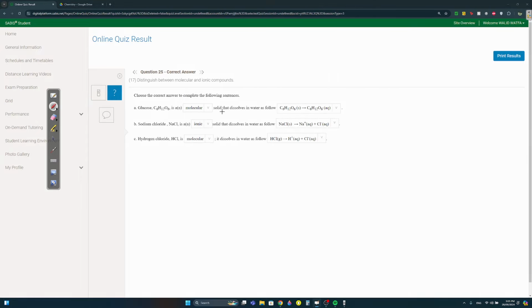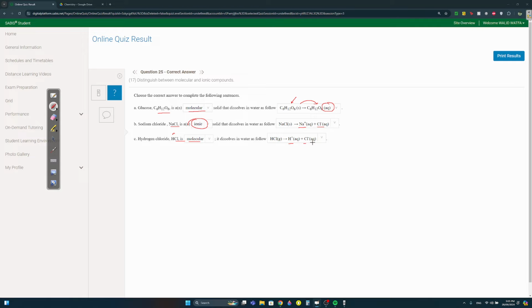25. Okay, glucose, which is this, is a molecular solid, obviously, and it dissolves in water, but it does not form ions. Okay, it's not an electrolyte. C6H12O6 gets you C6H12O6, but just dissolved in water, so it's in aqueous form. NaCl, sodium chloride, is definitely ionic, we know it, and when it dissolves in water, it gets you ions Na+ and Cl-. HCl is a molecular compound because it's non-metal with non-metal, and it dissolves in water to form H+ and Cl-.